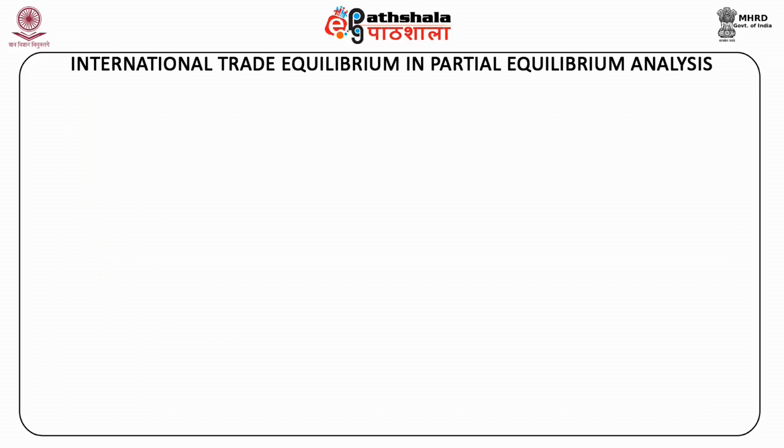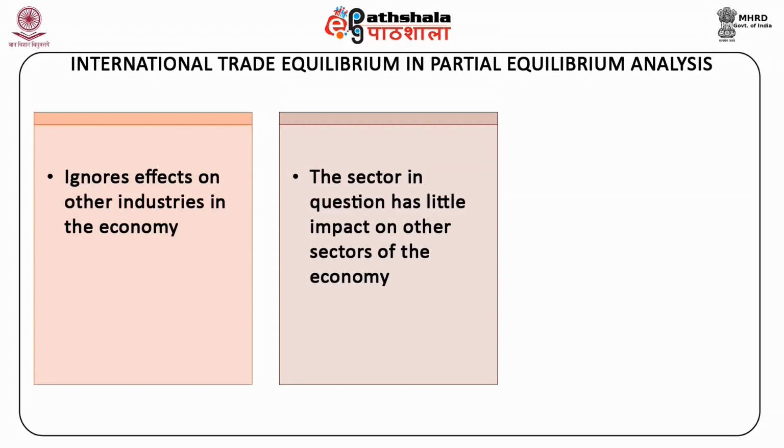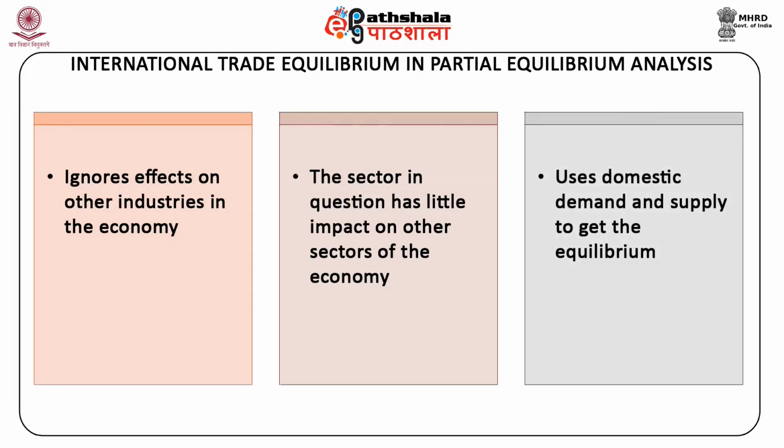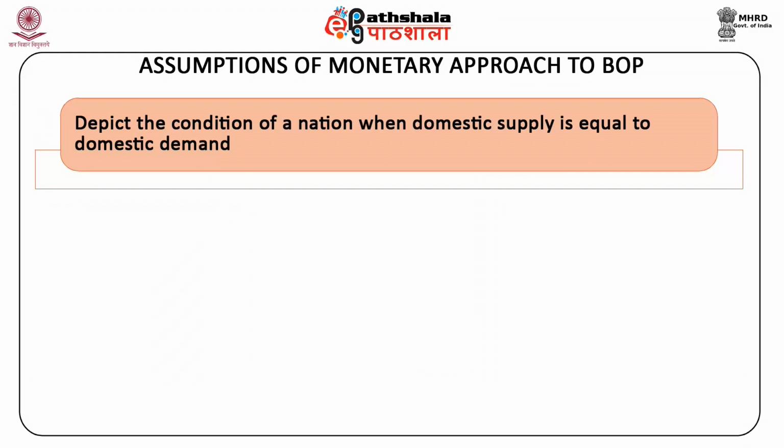A partial equilibrium analysis either ignores effects on other industries in the economy or assumes that the sector in question is very small and therefore has little, if any, impact on other sectors of the economy. Partial equilibrium analysis uses the domestic demand and supply to get the equilibrium. The international trade equilibrium conditions depict the condition of a nation when domestic supply is equal to domestic demand.